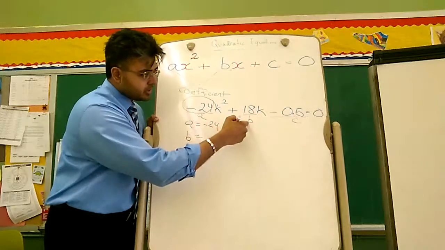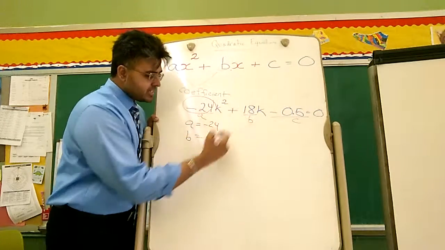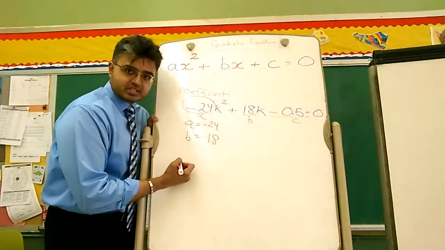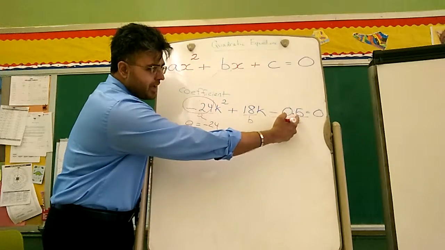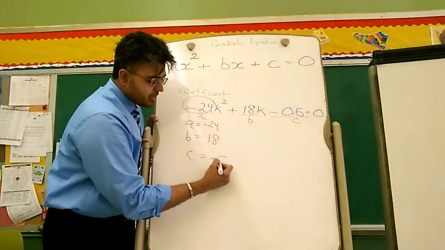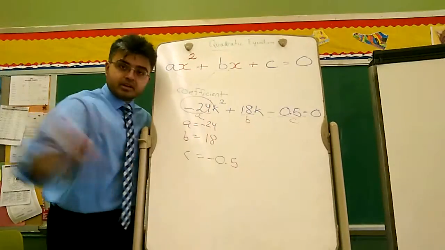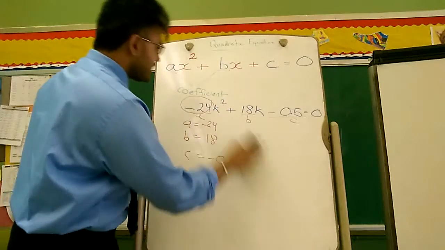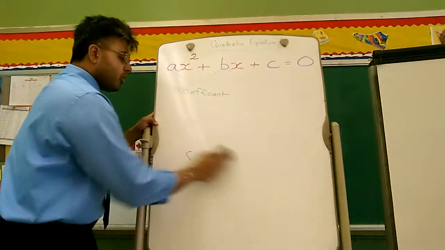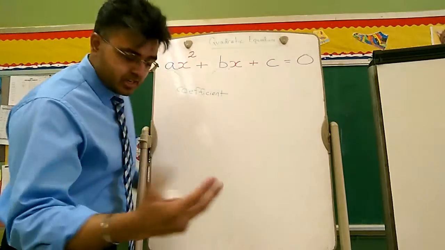B, let's take a look. 18 is a plus, plus 18. So the answer is positive 18. And C, let's see what number is in C. 0.5 and a minus. Keep family together. Minus 0.5. A, B, and C is done. See how easy this is? Let's try another example. All we're trying to do is find out A, B, and C.